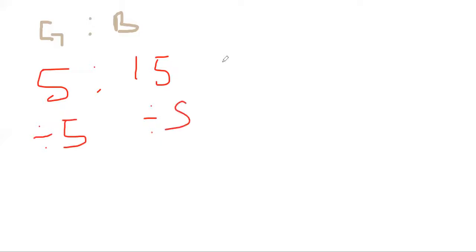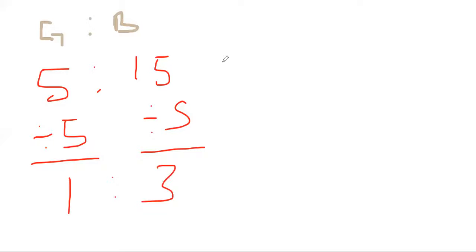Sometimes it can be 10 here, and 15 here. So that number would have been 5, and then it would even have been 2. So if I divide 5 by 5, what do I get? I get 1. Then I divide 15 by 5, what do I get? I get 3.